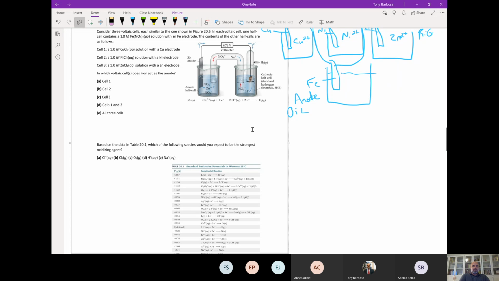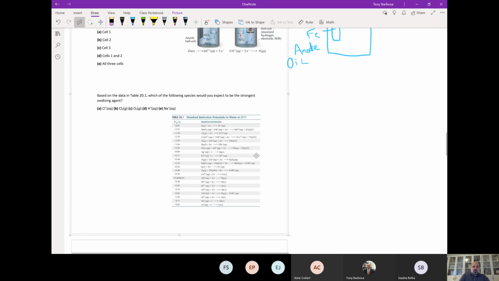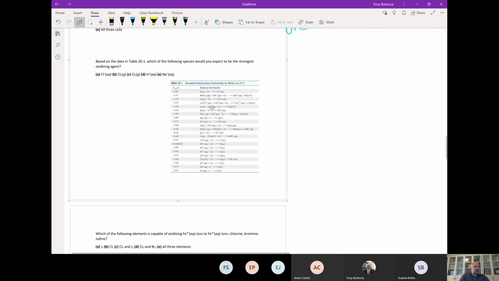Wouldn't gaining electrons make it more negative? When we're talking about, so this table here is what we're looking at. So the table down below, which is kind of tiny. Let me see if I can blow this up.